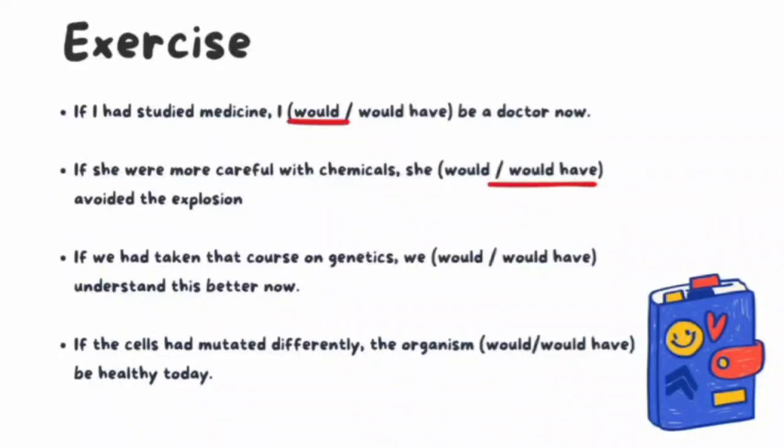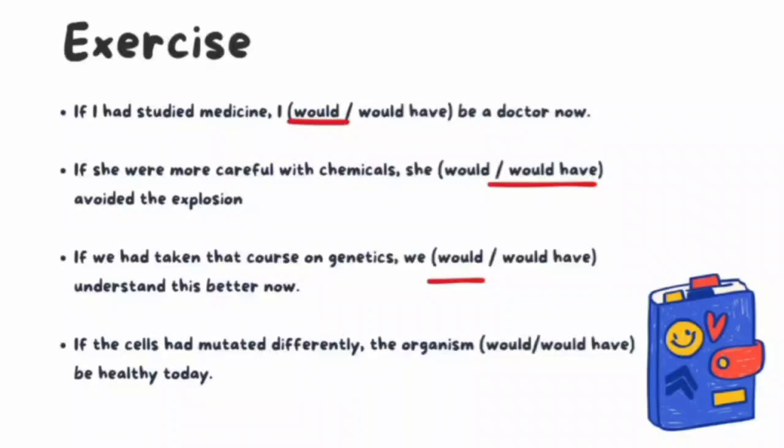The next question is, if we had taken that course on genetics, we would or would have understand this better now. The answer is we would understand. It is because this is third second condition. You can see it is a past action and present results.